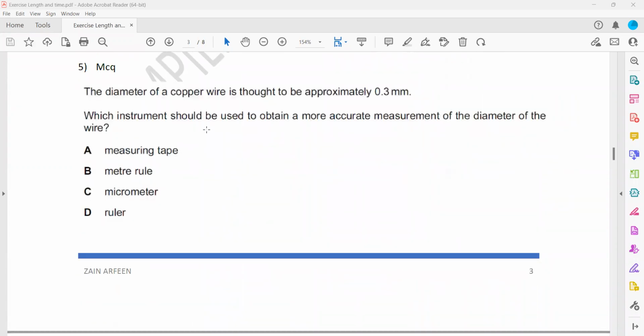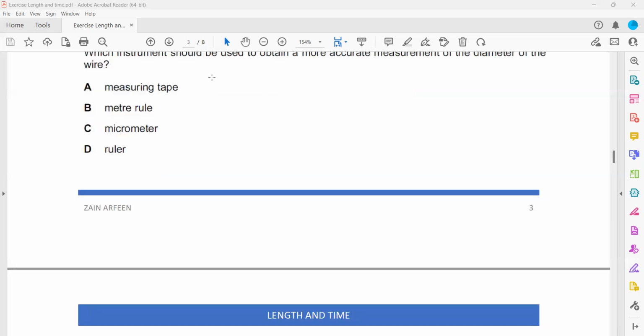Question 5, the diameter of a copper wire is approximately 0.3 millimeter. Which instrument should be used to obtain a more accurate measure? So for the diameter of a wire, the most accurate one will be a micrometer screw gauge. So C should be the right answer. You can also use the chat to answer if you want to. The chat is open. But I'll discuss each question.